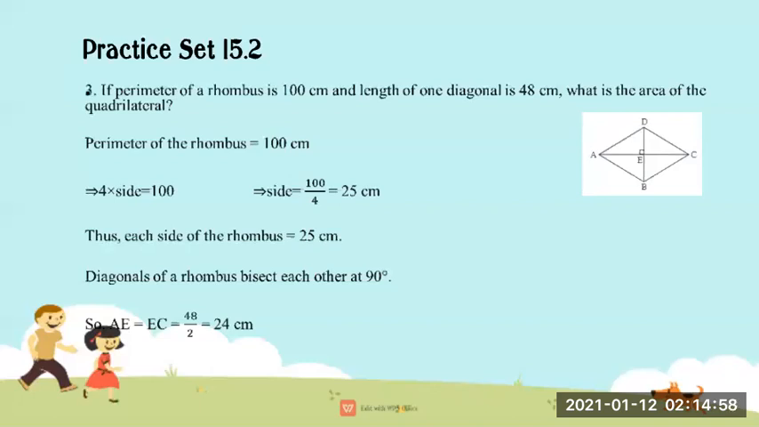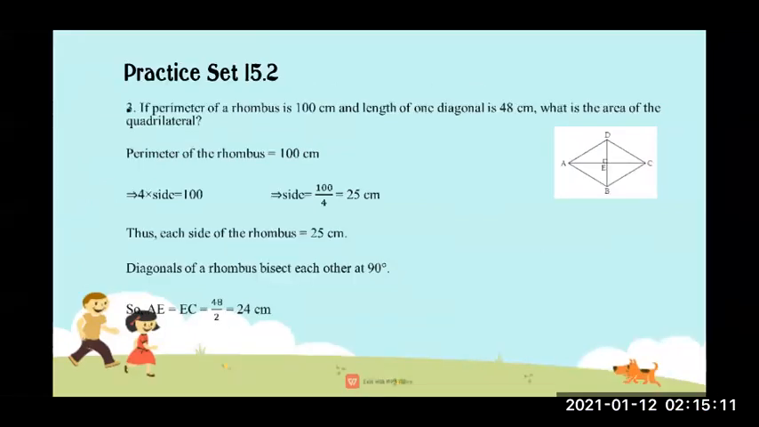So the next sum is sum number 3. Okay. Now question number 3 is a little different from the first and second sums. So concentrate over here. See, the perimeter of a rhombus is 100 centimeter and the length of one diagonal is 48 centimeter. What is the area of the quadrilateral?